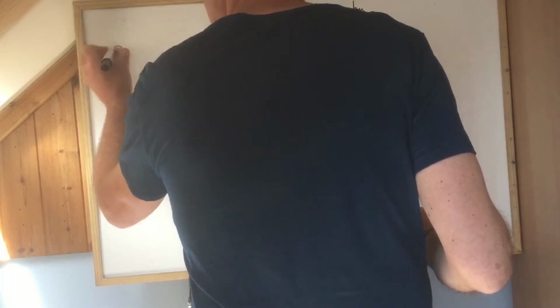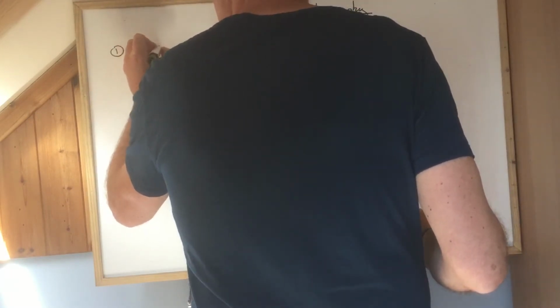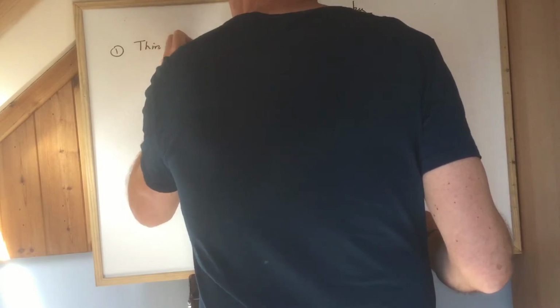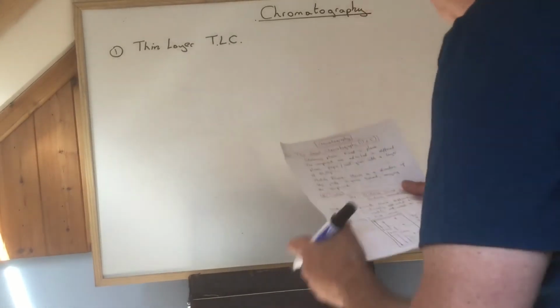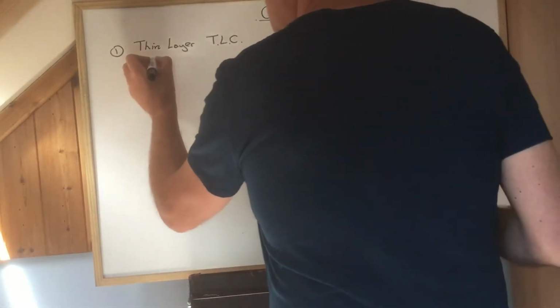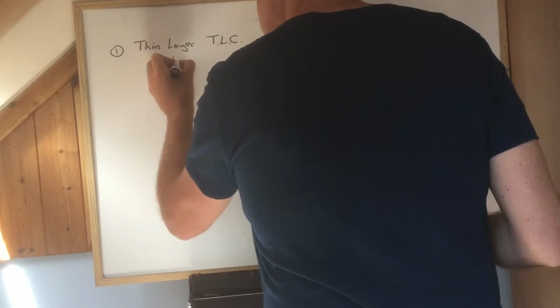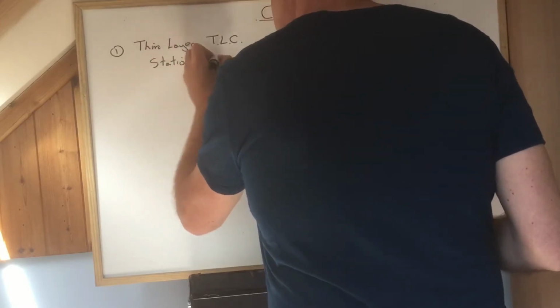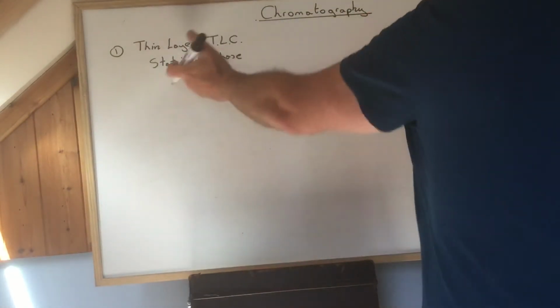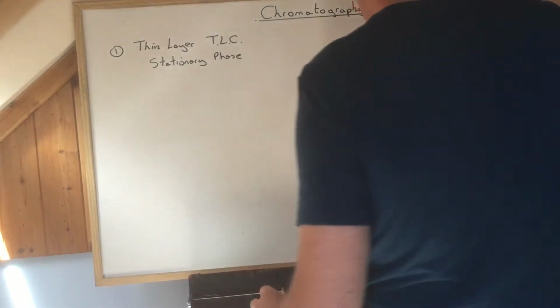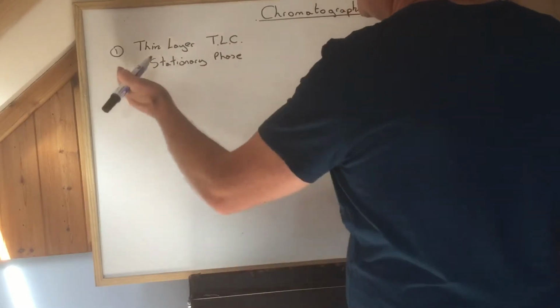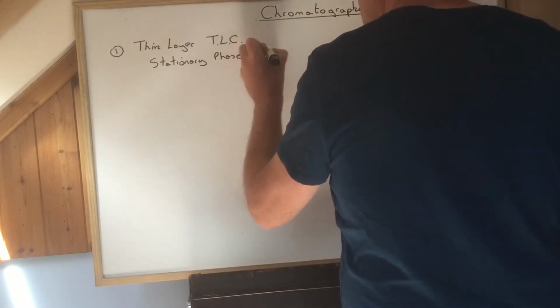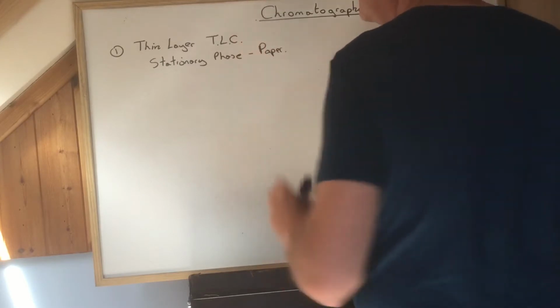Two types. The first type is called thin layer chromatography, TLC. Okay, it won't take me long to teach this, it's hardly complicated. Right, you've got a stationary phase, and that's fixed in place, as the word suggests, it doesn't move. It basically absorbs the components. The stationary phase in thin layer chromatography is probably paper, okay, filter paper.